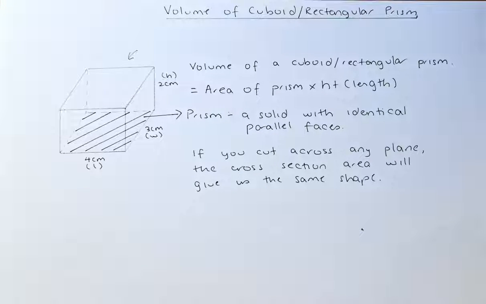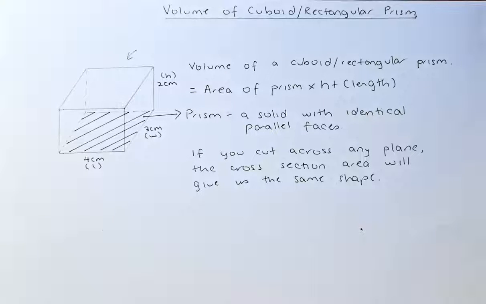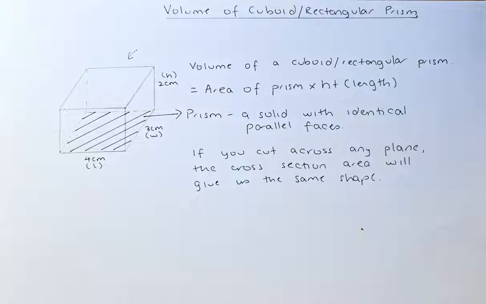So what is volume? Volume is the amount of space in cubic units that an object occupies. So in all calculations for volume, make sure that the unit is in cubic units, for example centimeter cube, meter cube, kilometer cube, or millimeter cube. So without further ado, let's find the volume of a rectangular prism, also called the cuboid.